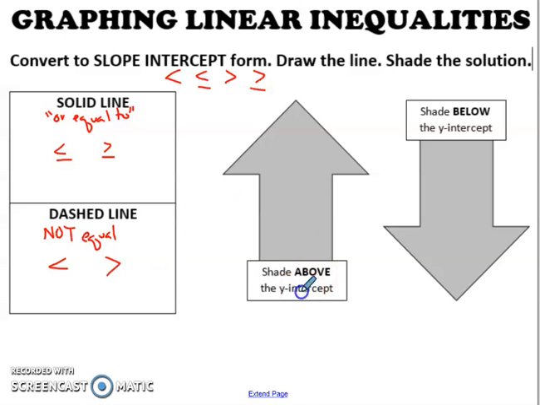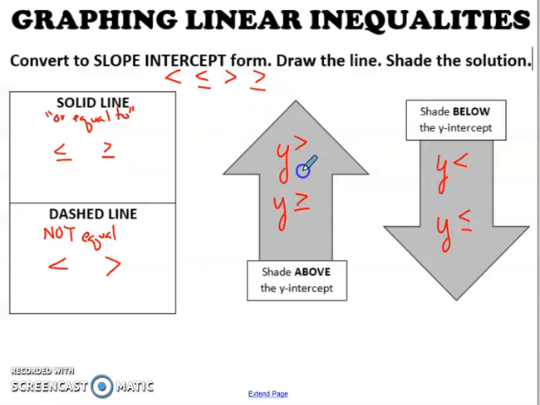Okay, now when we're talking about shading, I want you to always reference your y-intercept. That's why having it in slope-intercept form is awesome, right? So we shade above if we end up with an inequality that says y is greater than, or y is greater than or equal to, that would shade above the y-intercept, which means if it's below, then we're looking at something that says y is less than, or y is less than or equal to. Okay, so know those symbols.